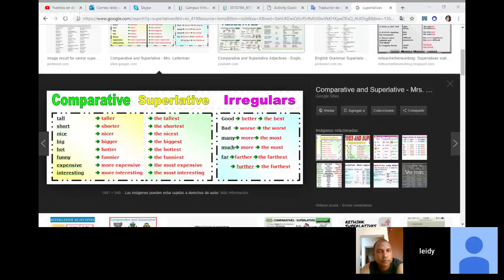Funny, you change the letter Y to I, E, R, because the letter Y is next to a consonant. Yes? Expensive. How many syllables does expensive have? How many syllables does expensive have? Expensive. How many syllables?